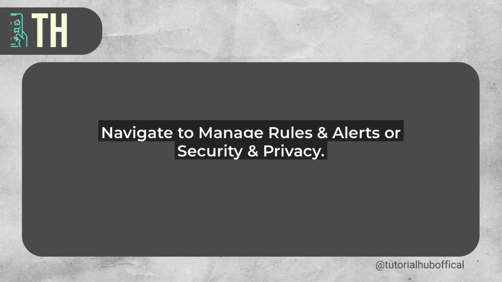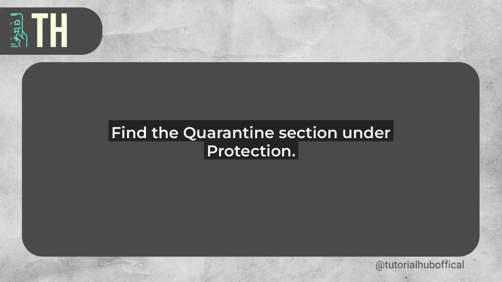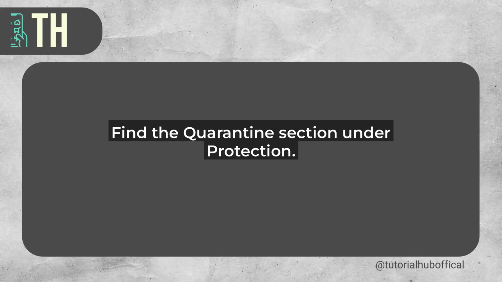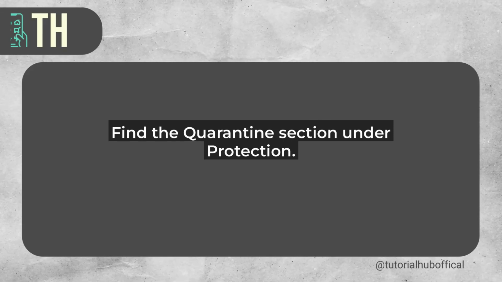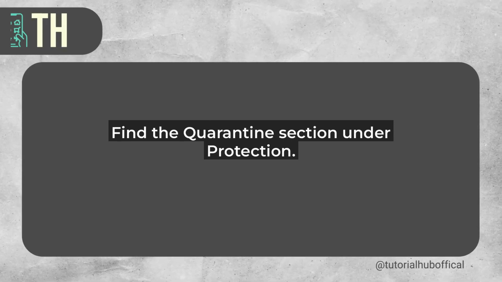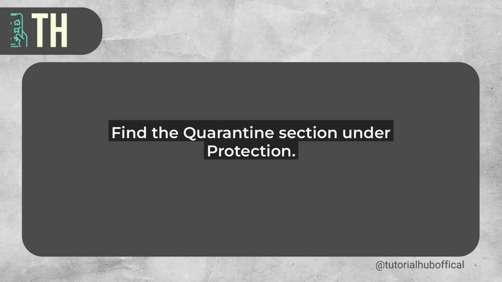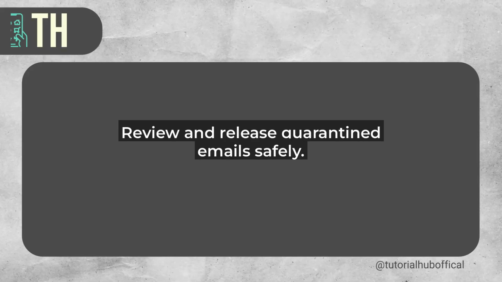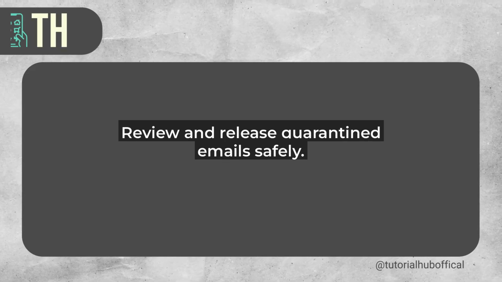In Outlook 2025, you'll find a dedicated Quarantine option under Protection. Click on that, and it will open a list of all quarantined items. Now, browse through the list to identify your emails. Each entry will show details like the sender, subject, and why it was quarantined. If you spot something legitimate, select it and hit the Release button to restore it to your inbox.